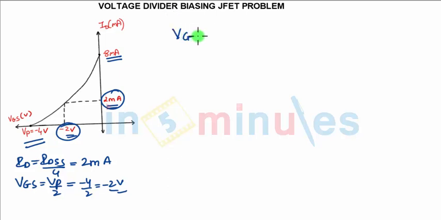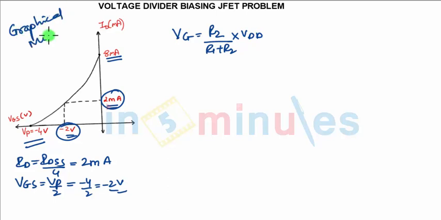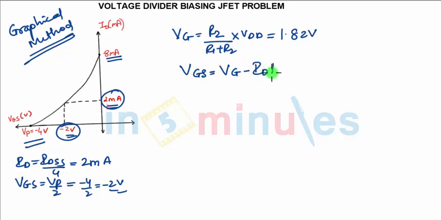Now you know VG is R2 upon R1 plus R2 into VDD. This we are solving by method 2, graphical method. VG is equal to R2 upon R1 plus R2 into VDD. This we have got 1.82 volts. And what is VGS? VGS is VG minus ID into RS. VG is 1.82 minus ID into RS, which is 1.5.